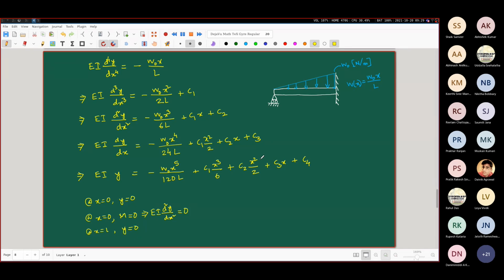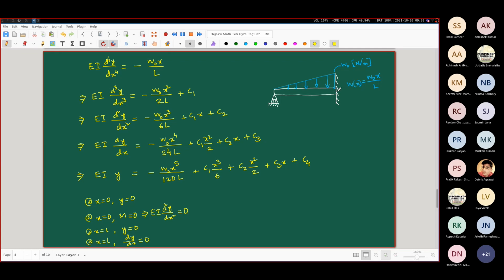So at x equal to L, y is equal to 0. There is absolutely no doubt about it that since the beam is fixed at the right end at x equal to L, the deflection, that is y, should be equal to 0. So very good. And at x equal to L, dy by dx is equal to 0. Very good.